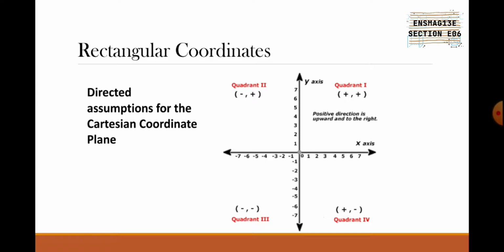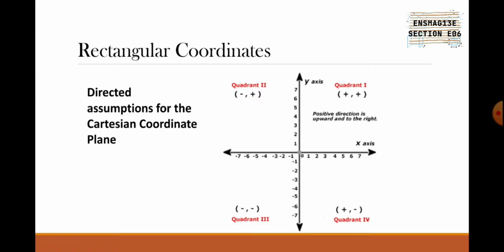Rectangular coordinates make use of the Cartesian coordinate system in determining the position of a point on a surface, its coordinates being the x and y coordinates. So here we have the Cartesian coordinate plane. We have two axes: the y-axis, which is the vertical, and the x-axis, which is the horizontal. Also, we have four quadrants: quadrant 1, quadrant 2, quadrant 3, and quadrant 4. Each of them has its own combination of signs for x and y. Our rotation here is counterclockwise.